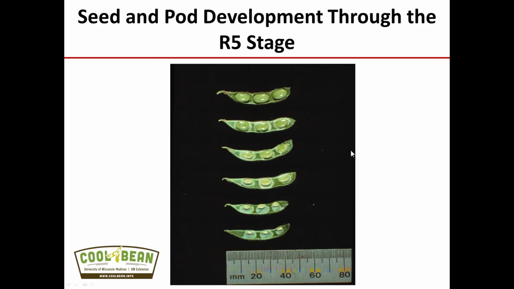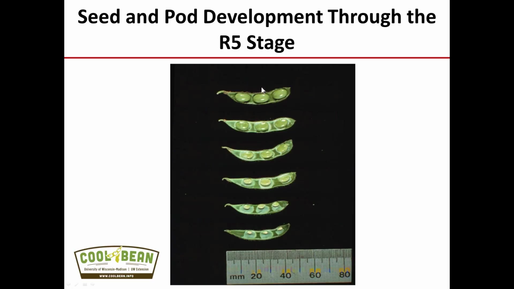This kind of gives us a sense of seed and pod development through the R5 growth stage. Again, if you're going to identify, this would be the beginning of R5. This would be characteristic as R5.5 growth stage. So if you're out there looking at the pods and splitting them, it's because that seed is taking about 50% of that seed pod cavity.